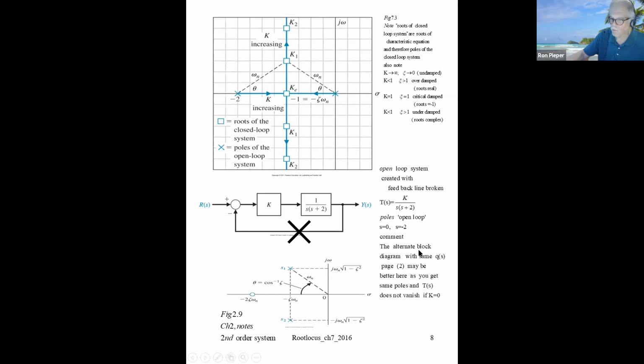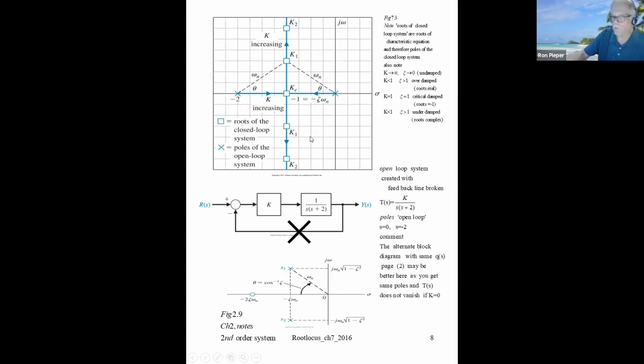Now one of the subtle points, just so I don't completely skip over it, that I thought would be a good question: you could argue that with this block diagram, the condition for the poles, the ones at 0 and -2, only really occurs for K equal to 0, as we saw before.